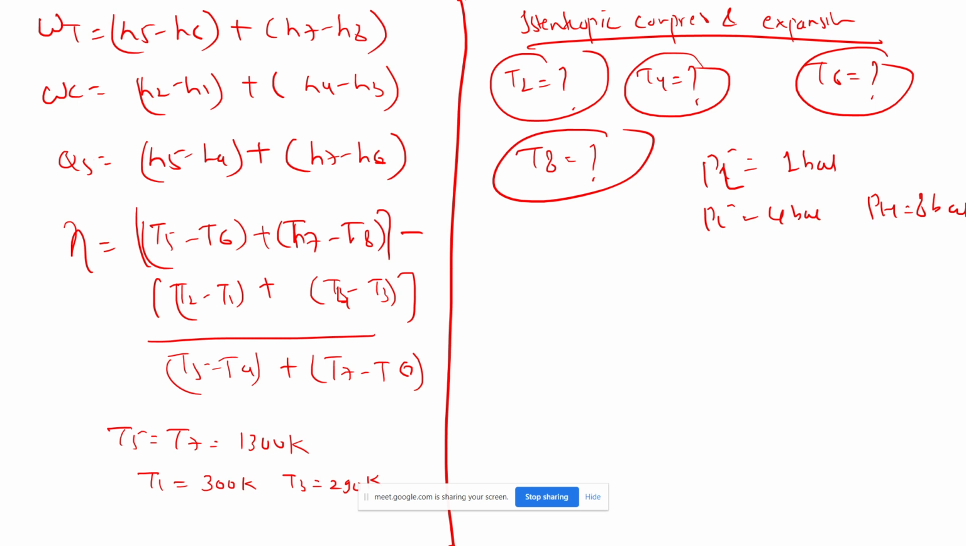After calculating all these values, please put all these values in this equation. So you will get the efficiency, and tell me the efficiency also. First tell me the temperatures: T2, T4, T6. Has anyone got T2? 445.79 Kelvin. Okay, so you can take 445.7 Kelvin. What is T4?